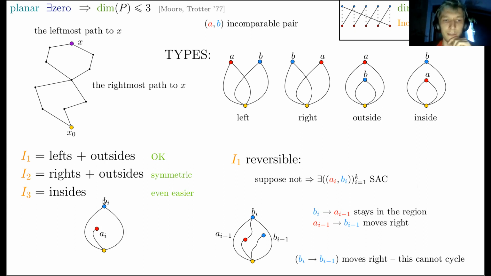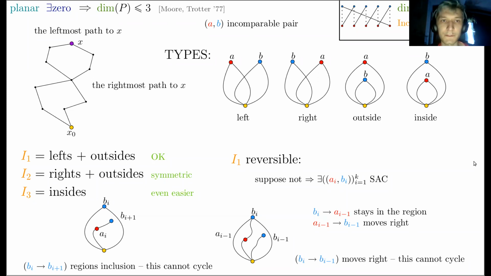So this is how an inside pair looks like. AI is inside BI. And what if BI plus 1 was outside? Then we have a problem, because AI is under BI, and this was an incomparable pair. So BI plus 1 is actually inside this region. And this shows that from BI to BI plus 1 we have a region inclusion, and this is a strict inclusion because these elements are different, and this also cannot cycle. So this proves that insides are also reversible.